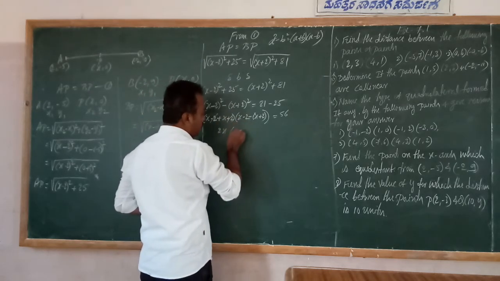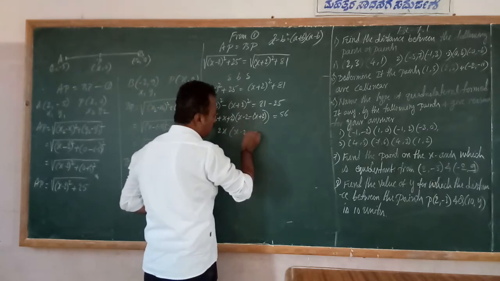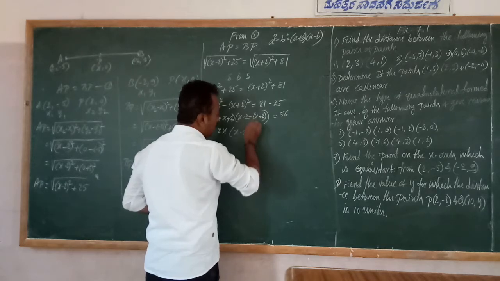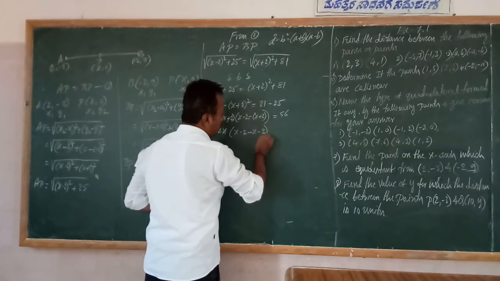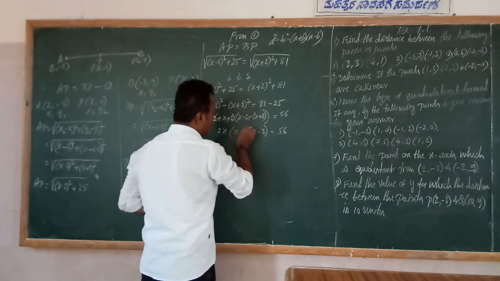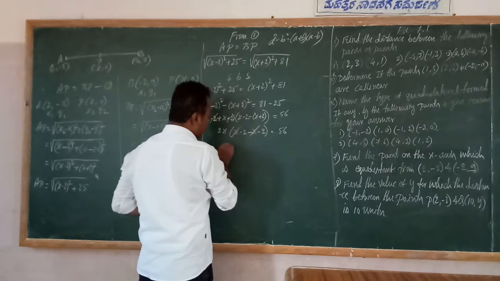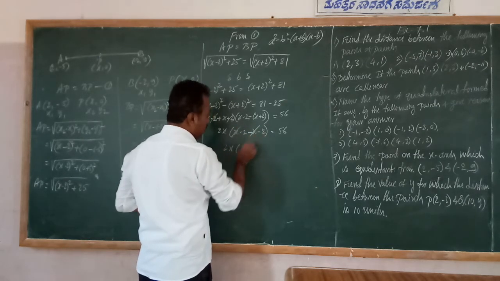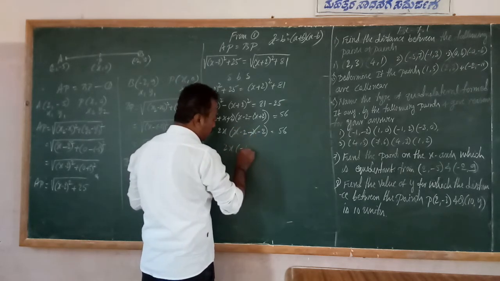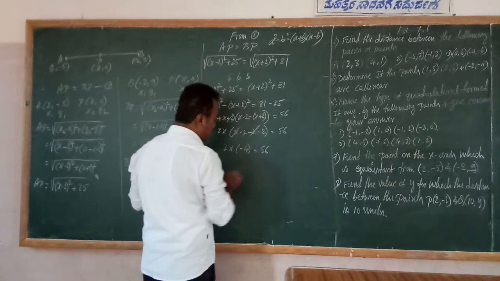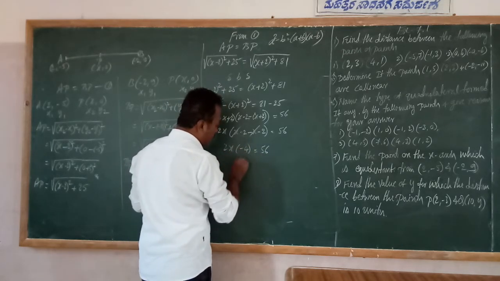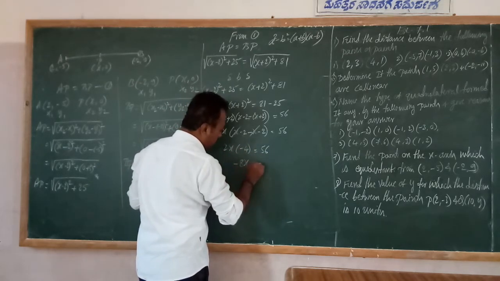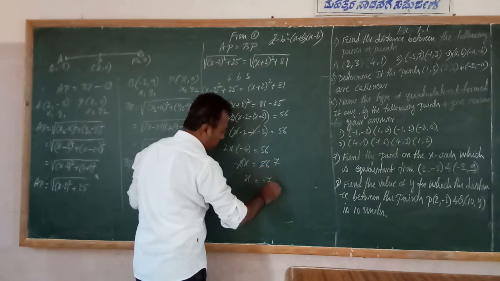Now in the second bracket, x minus 2 minus x minus 2: minus x plus x get cancelled. So 2x into (minus 2 minus 2), which is minus 4, is equal to 56. Minus into plus gives minus, 2 fours are 8, into x. So 8x is equal to 56. 8 ones are 8, 8 sevens are 56. Therefore x is equal to minus 7.